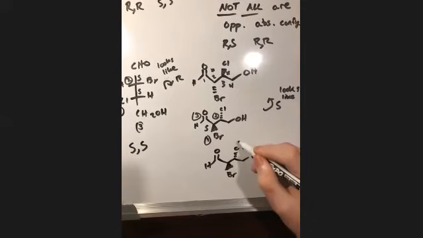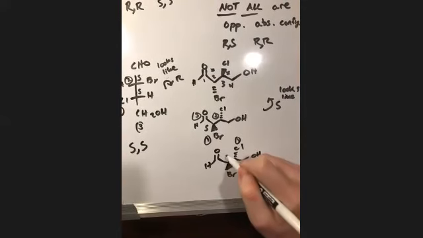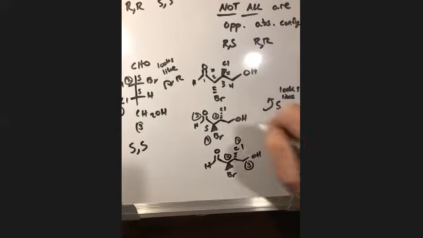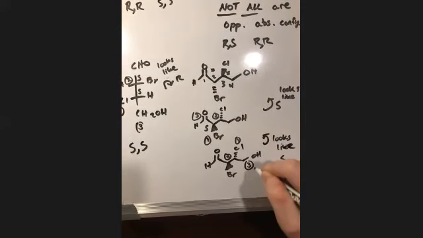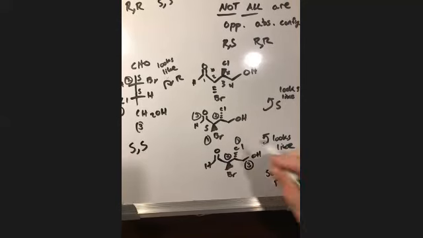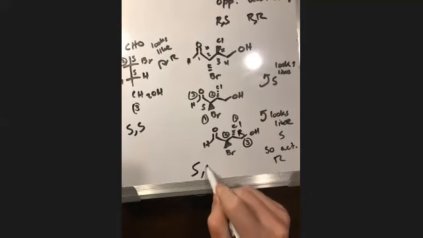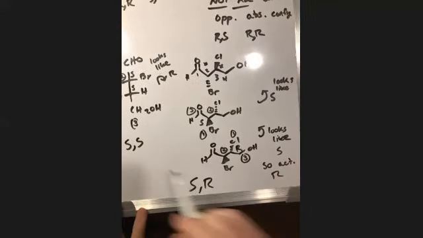So if we're looking at this carbon, the chlorine is highest priority, then the carbon bound to the bromine, then the carbon bound to the oxygen. This looks like S because it's going counterclockwise, but the hydrogen is in the front, so it's actually R. So this is SR if we were comparing it to this guy.